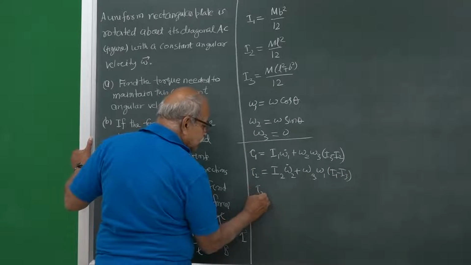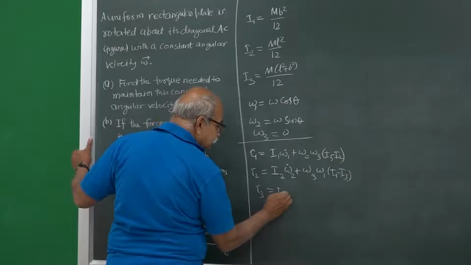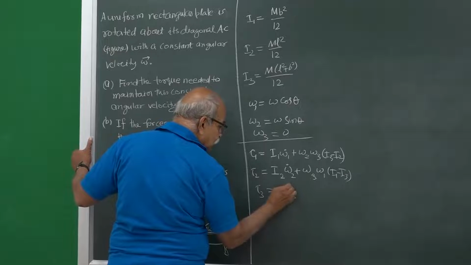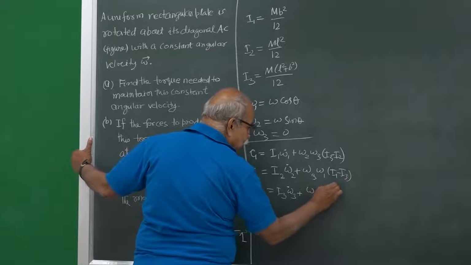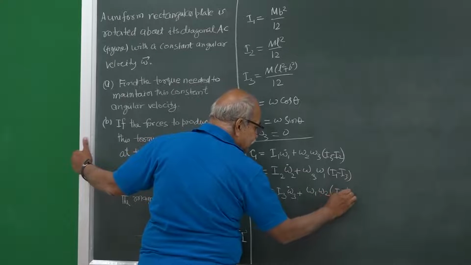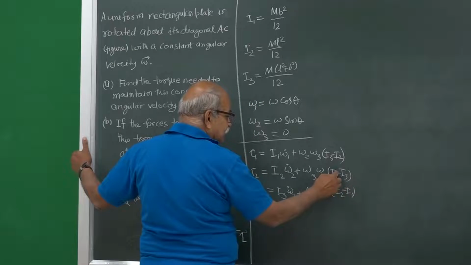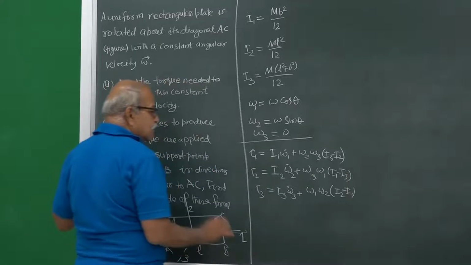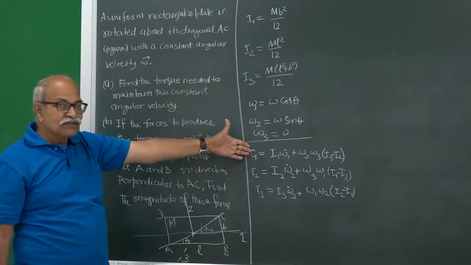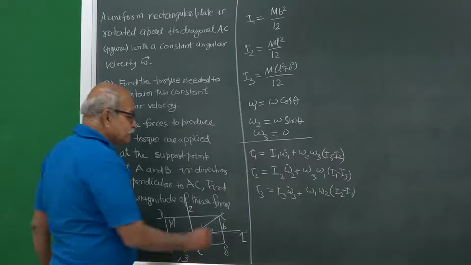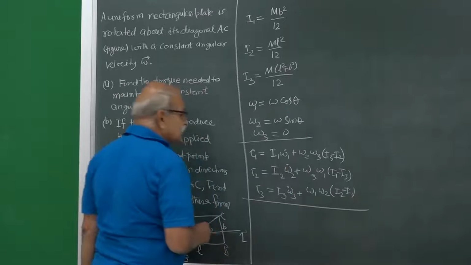Then tau 3 is equal to I3 omega 3 dot plus omega 1 omega 2 into (I2 minus I1), where 1 becomes 2 and 3 becomes 1. So, these are our Euler equations. Let us use these quantities here. What is tau 1? Let us see what tau 1 is.